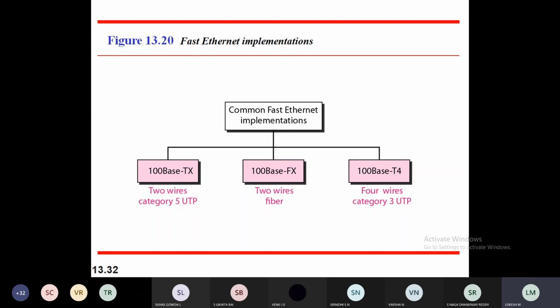Fast Ethernet implementation. There are common Fast Ethernet implementations, which are categorized into 100BASE-TX. TX means two wires of Category 5 UTP. UTP means unshielded twisted pair cable, as we discussed.